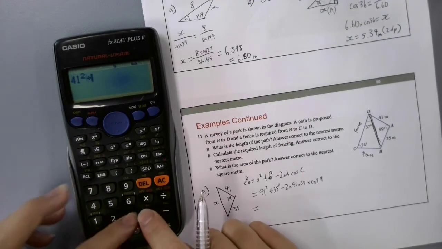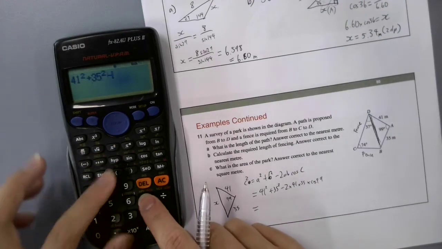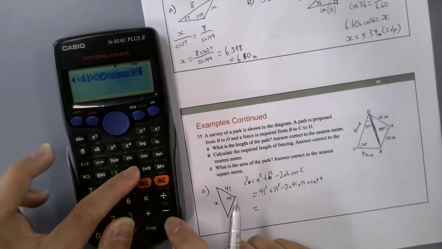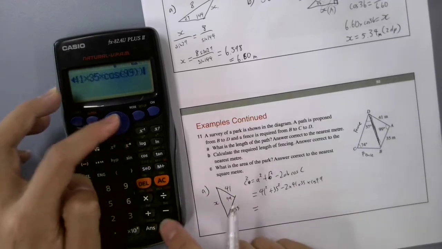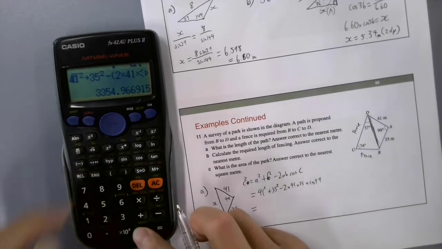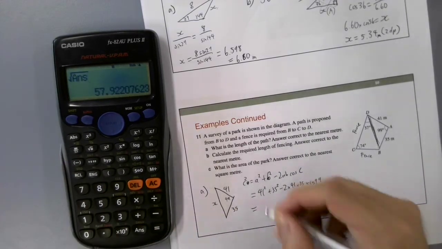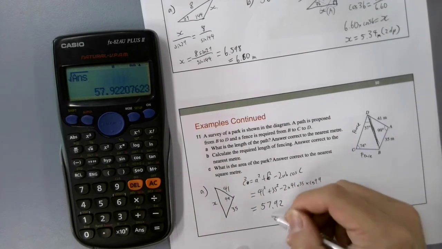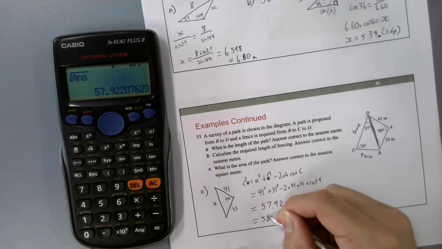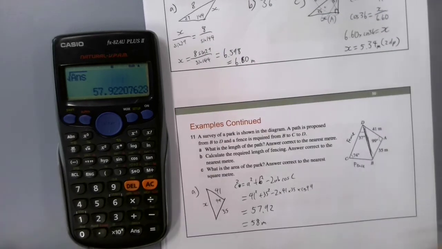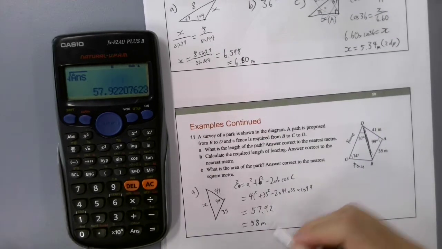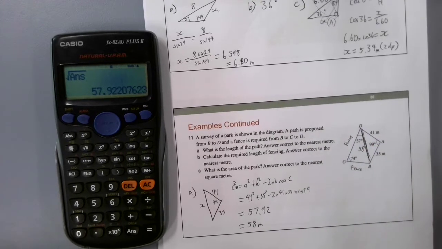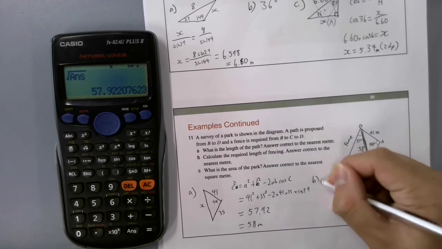41 squared plus 35 squared minus 2 times 41 times 35 times cos 99. I've put all of that in brackets. Make sure I square root my answer, and then we get 57.92, which is to the nearest meter 58. Now, because this question has told us to the nearest meter, we can round off to the nearest meter. I'm going to put that bit of information in there as well before we do question B.